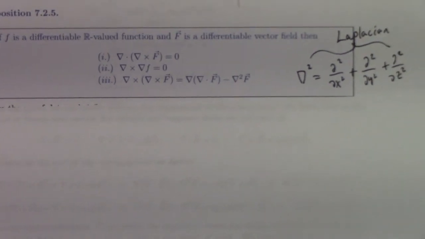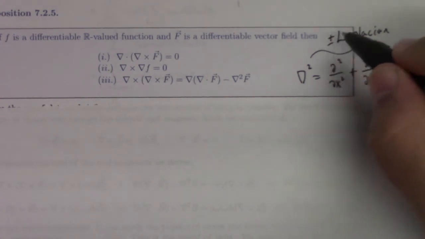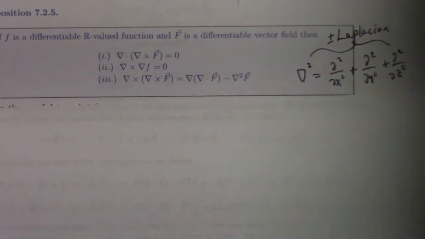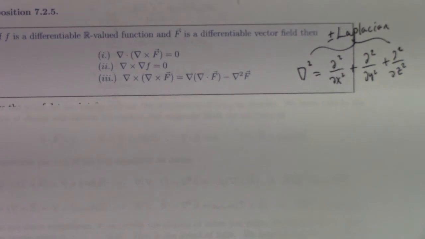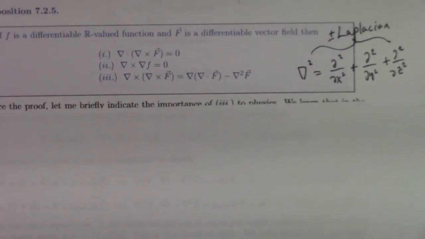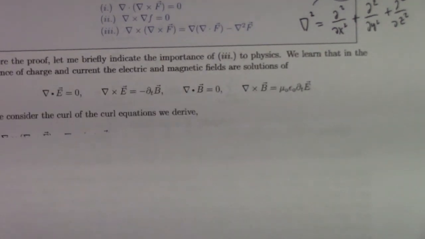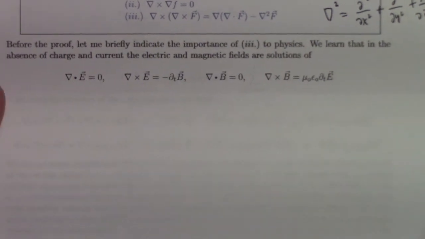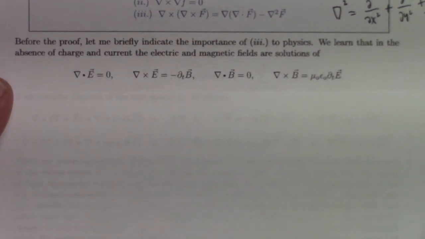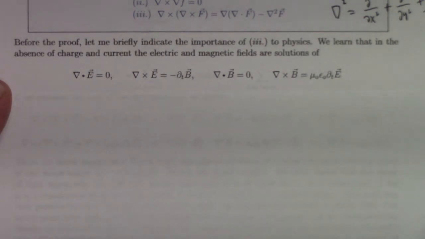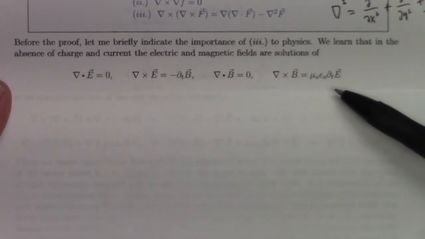Although, depending on what you read, it may be plus or minus the Laplacian, depending on what author you're looking at. The third one, though, is very interesting. Let me explain how it's important to the laws of physics. These are Maxwell's equations in the absence of sources. In the absence of charge or current, these are the differential equations that describe electromagnetism.